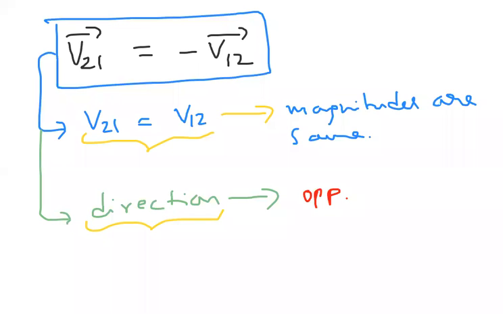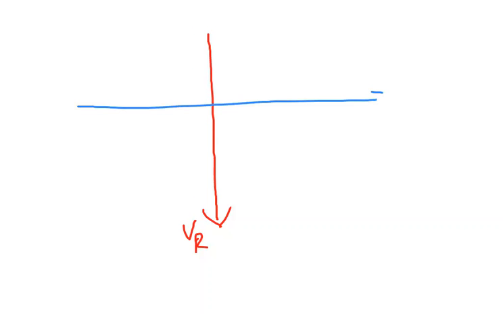Now the next topic is the application part of relative velocity. For that, let us take one example. Suppose, for example, rain is falling vertically down. This is the direction of rain. Rain is falling vertically down, and the man is moving front.